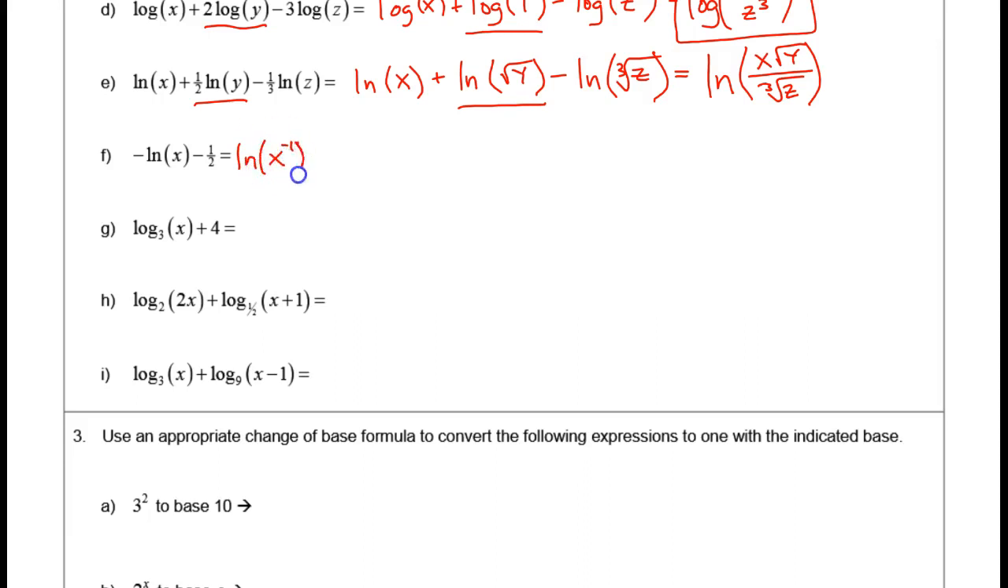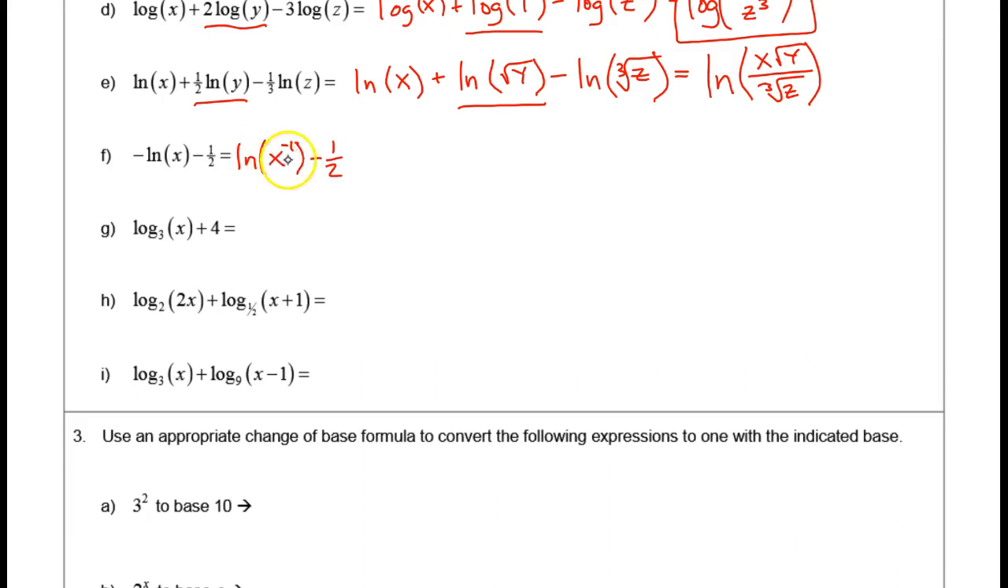the argument of the logarithmic function. So that's going to be the opposite of ln of x. It's the same as the natural log of x to the -1 power. And we'll deal with that -1/2 in a minute.